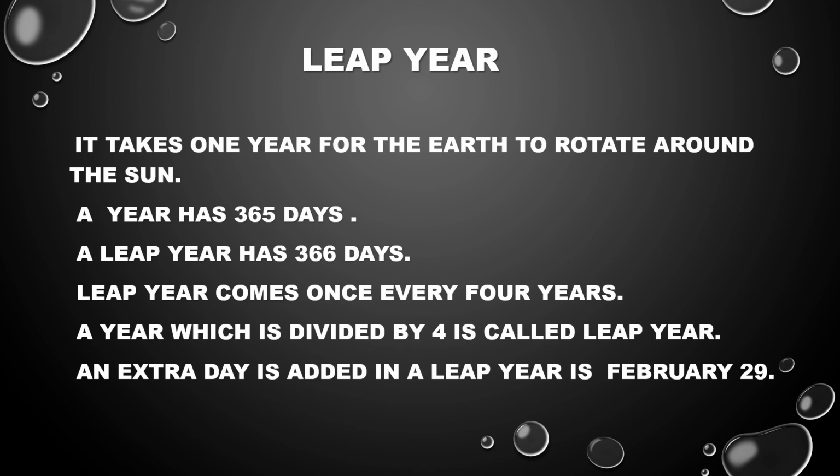Ishant, how many years does it take for the Earth to rotate around the Sun? 1 year. How many days does a year have? 365 days. How many days in a leap year? 366 days. A leap year comes once every 4 years. A year which is divisible by 4 is called a leap year. An extra day is added in a leap year, which is February 29th. Good.